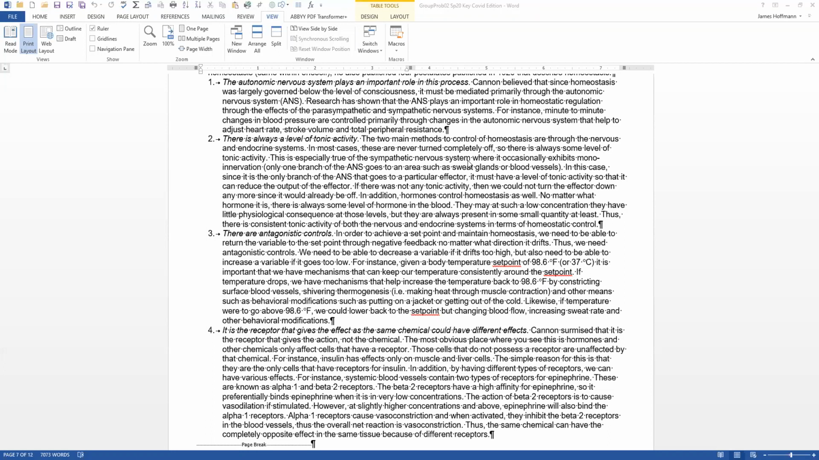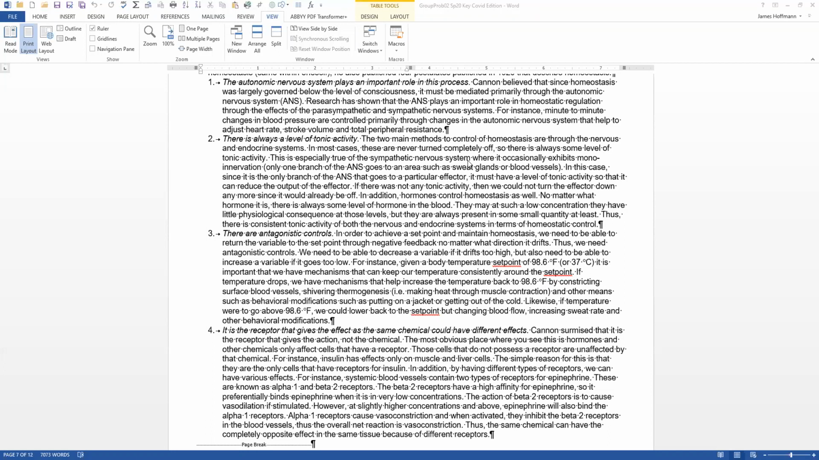So that was one. The third one we'll talk about is there are antagonistic controls. We've seen that from literally the first week of school, right? So again, talking about blood glucose, where we have insulin that makes blood glucose go down, or glucagon that makes blood glucose go up, right? We can move it in either direction from the set point.